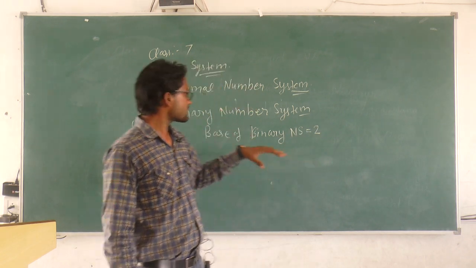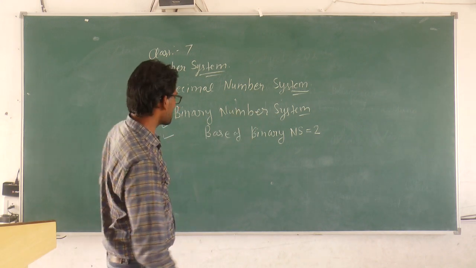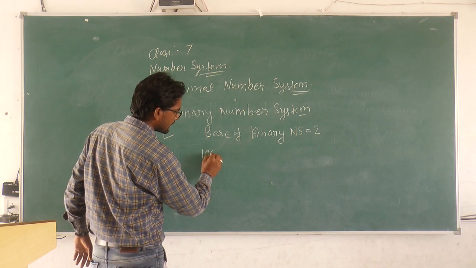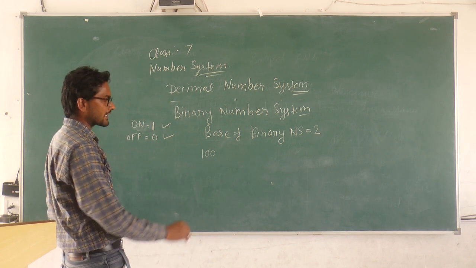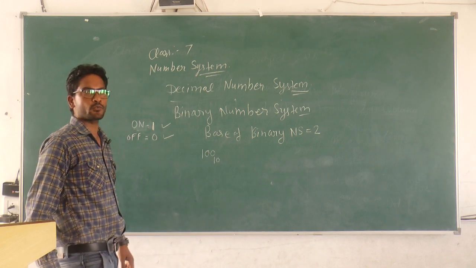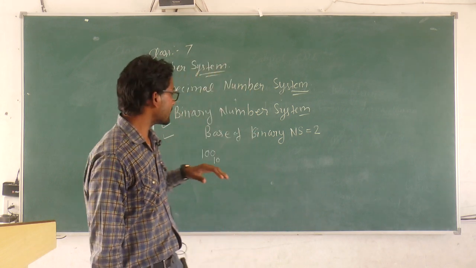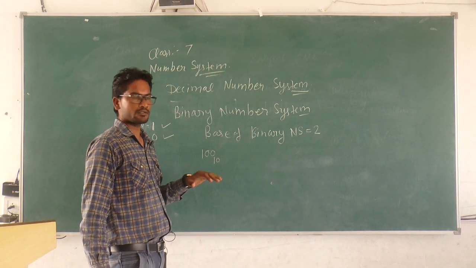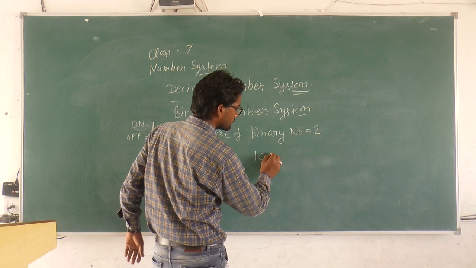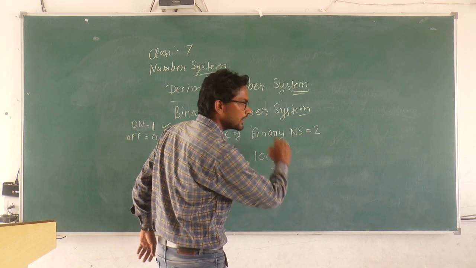Now students, we will take an example of binary numbers. Suppose here also we take the same example, 100. In the decimal number system we put 10, that is the base of the decimal number system. But here we want to write binary. Then how will we write it? 1, 0, 0, and the base of binary number system is 2.